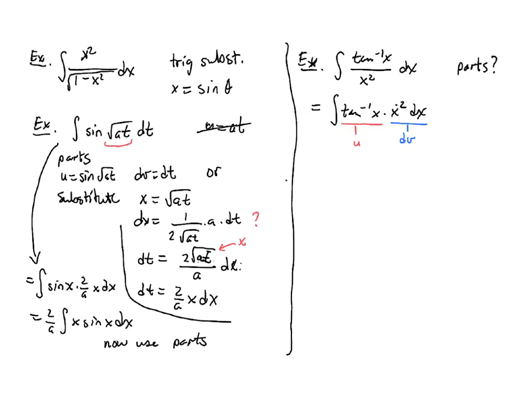And I'll tell you what's going to happen. You're going to end up with something of the form uv, which you don't have to do anything with, plus the antiderivative of 1 over x times 1 plus x squared dx, which you can now use partial fractions in order to evaluate the leftover piece of the integral there.